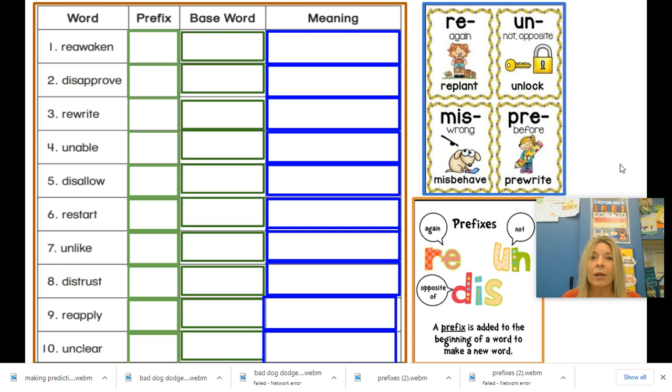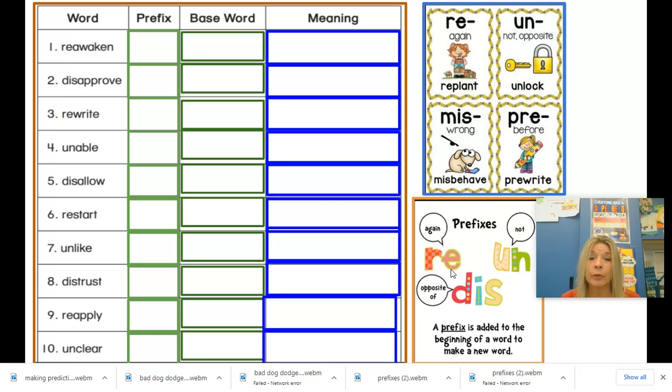Hi everyone, we are going to review prefixes one more time together, and you might practice a little more this week before we have a quiz. But I have a couple posters here. Remember, a prefix is added to the beginning of a word to make a new word. So remember, it's only a couple of letters, 2 or 3 letters, and we put it right in front of a word and it makes a new word. It changes the meaning of that base or root word.